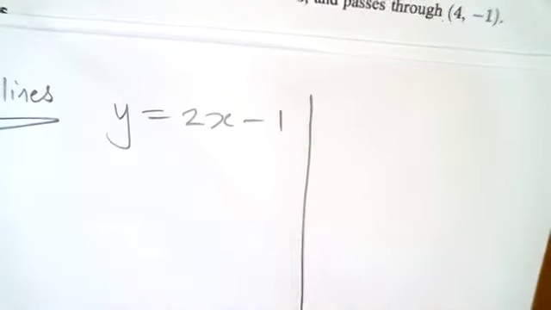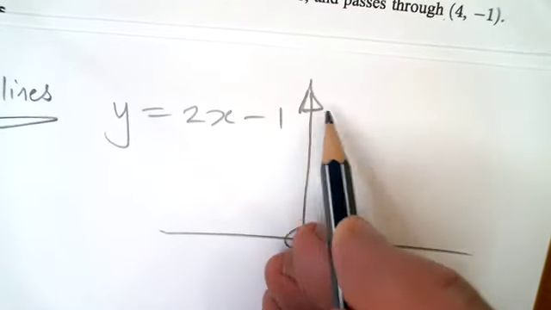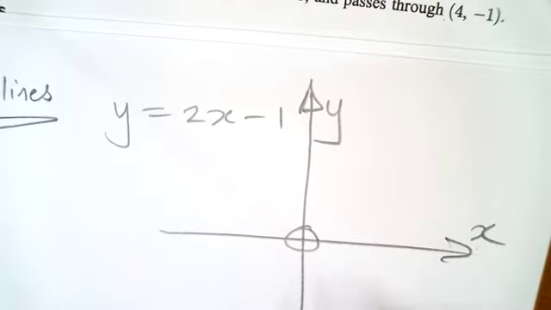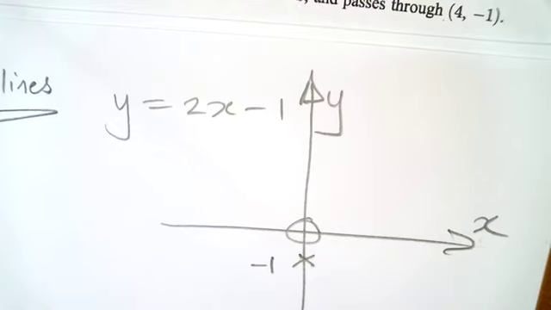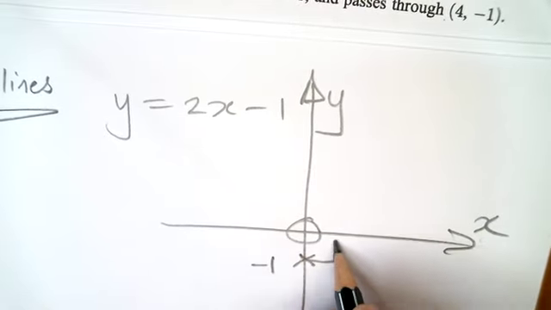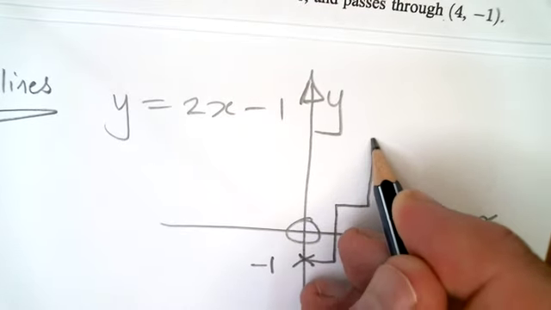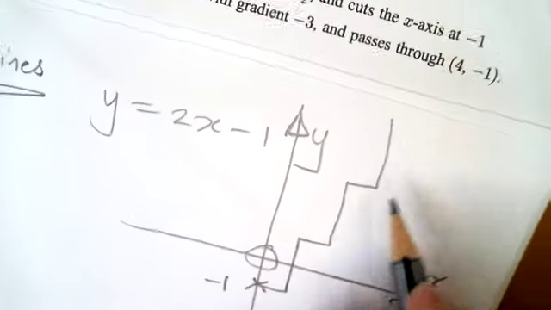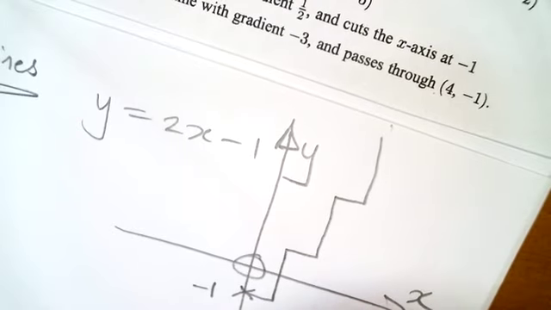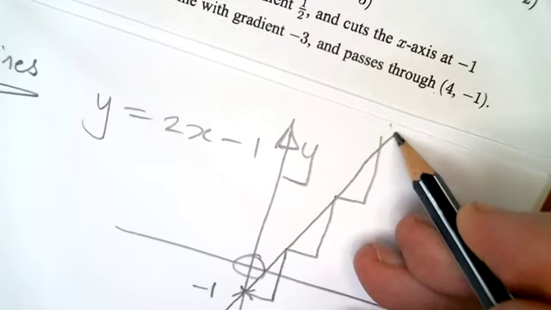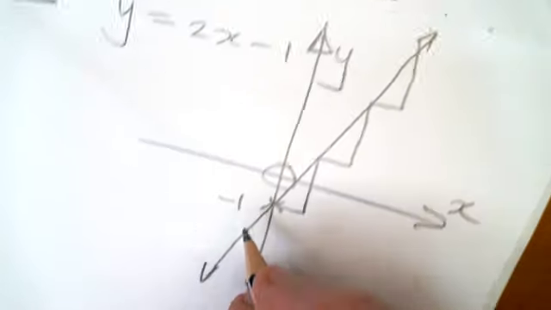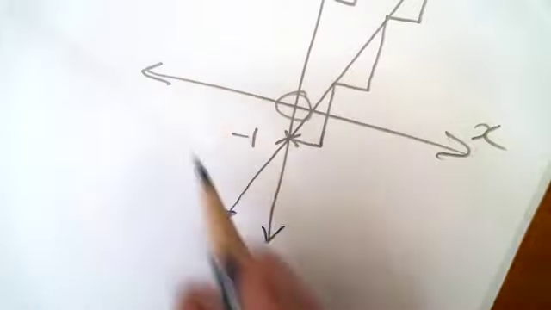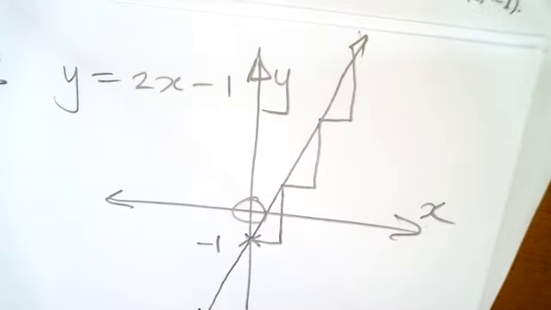Well, let's draw it for a start. Here it is. It's my y, my x. It starts at minus 1. There's my minus 1. And the gradient is 2, so it's going to be 1 along, 2 up. 1 along, 2 up, and so on. And so the line is going to look something like that, as best I can draw it. Arrows at both ends. And there's my line of y equals 2x minus 1.